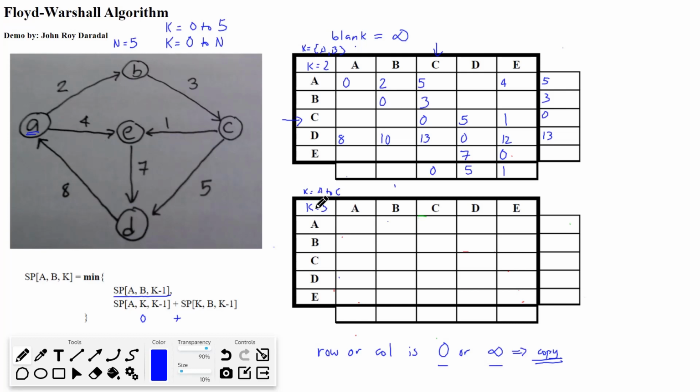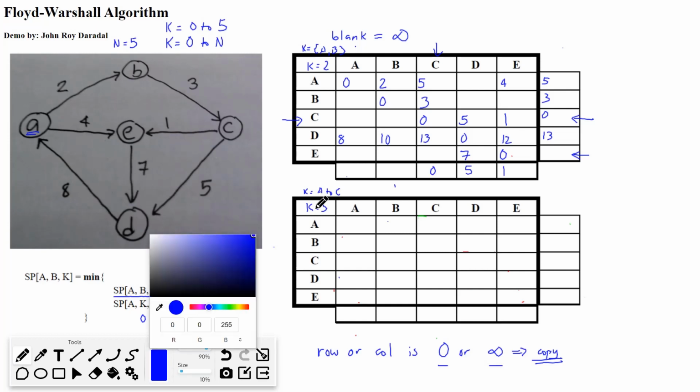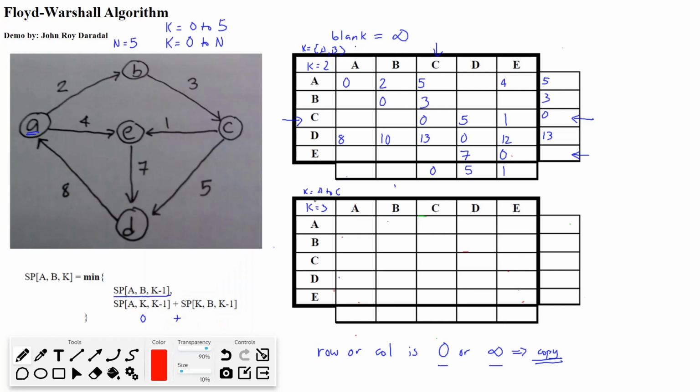So which rows and columns will we need to check? We can copy this one, right? We can also copy this one because those are infinite rows and a 0 row. Okay, so let me change this to red. So we'll copy everything in this row, this one, and then also copy in this column.